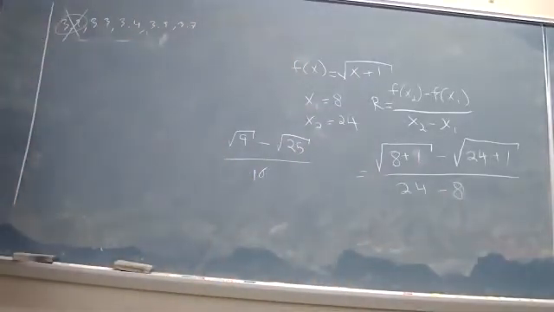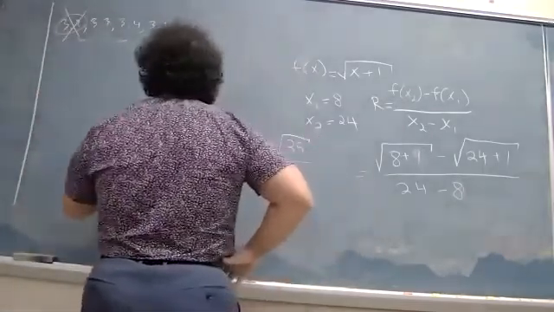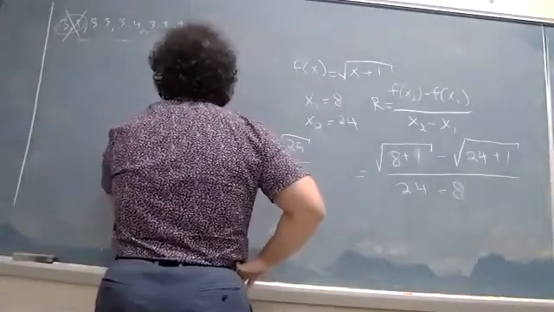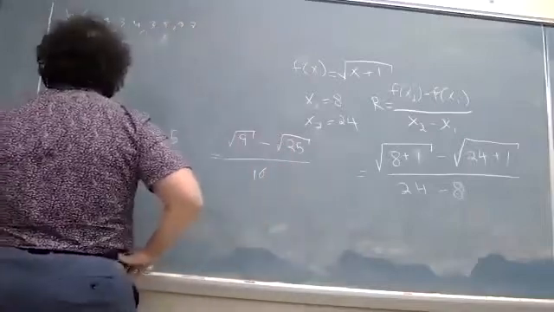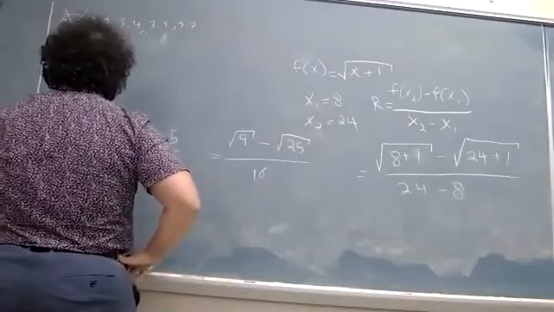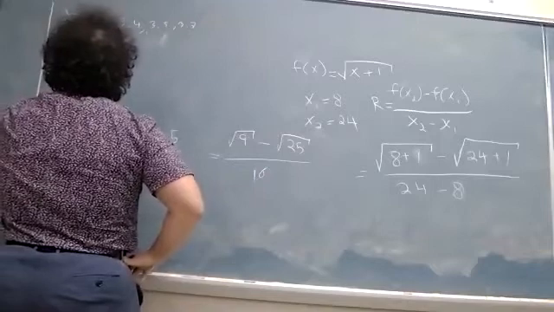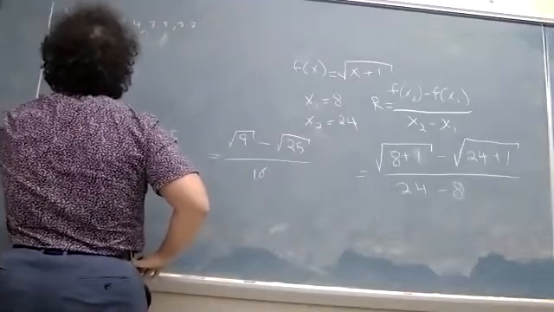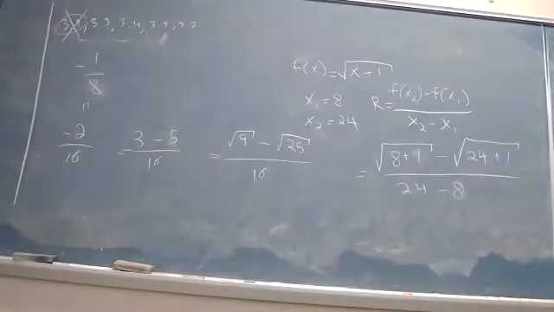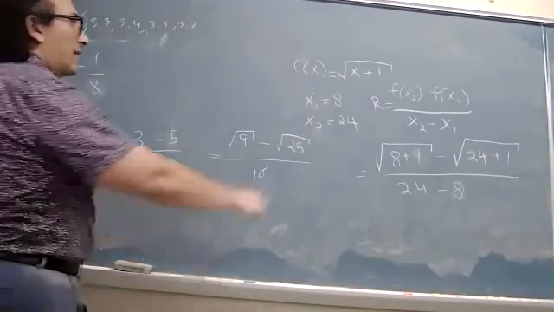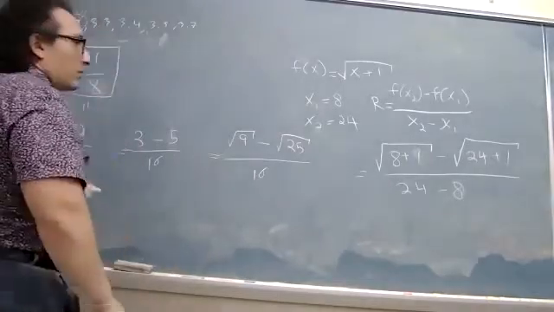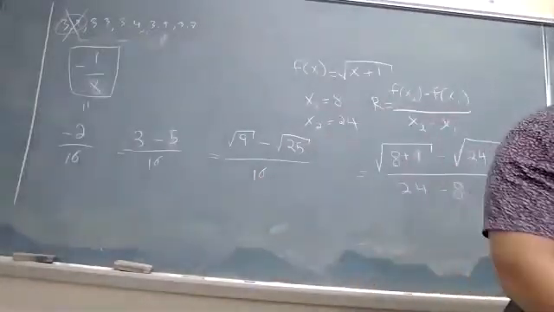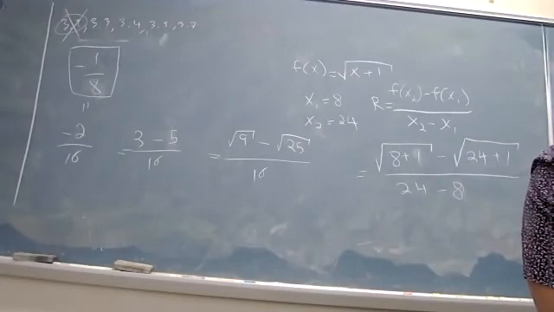Yeah. So then over here, this decomposes to 3 minus 5, everything divided by 16. Notice that then this decomposes to negative 2 over 16, which is the same thing as negative 1 over 8, because 16 is 2 times 8. So our average rate of change of f of x equals square root of x plus 1 from 8 to 24 is this value right here, negative 1 over 8. 4 minutes. Okay. Does that make sense?